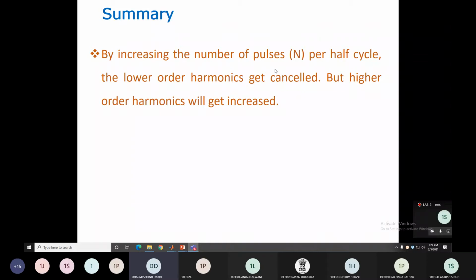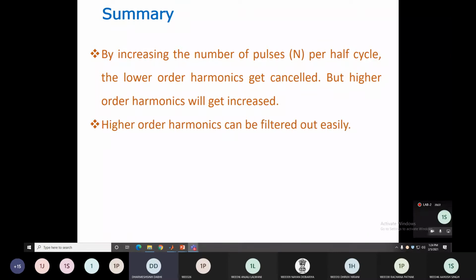And if the higher order harmonics are increased, what will happen? The frequency is increased, so the size of the filter will reduce because L and C are inversely proportional to frequency. All of you understand this point? Why does this filter size reduce? By removing the lower order harmonics. All of you understand this point? Yes or no? Yes, sir.